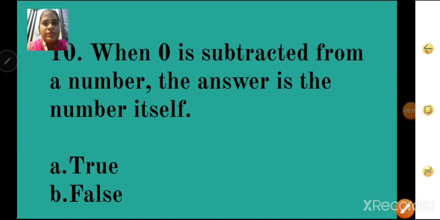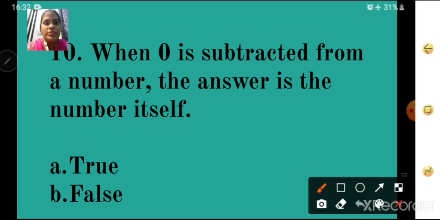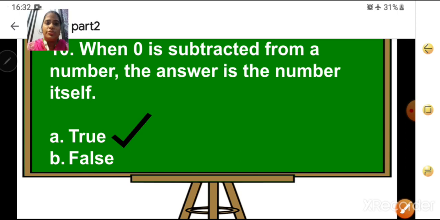So let us move on with the next question. Now here, when 0 is subtracted from a number, the answer is the number itself. Children, tell me whether this is true or false. When 0 is subtracted from a number, the answer is the number itself, right? Just now we have discussed it is a true statement. So we are going to click on the option true.